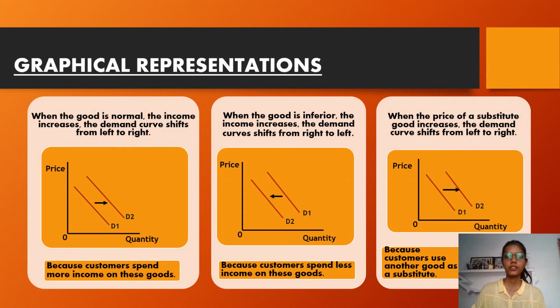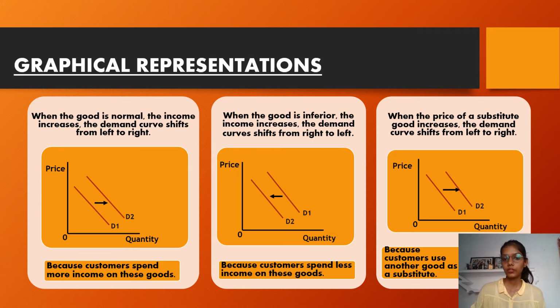There are some graphical representations of demand. When the good is normal and the income increases, the demand curve shifts left to right, from demand 1 to demand 2, which shows an increase, because customers spend more income on it as these goods are very affordable for them.